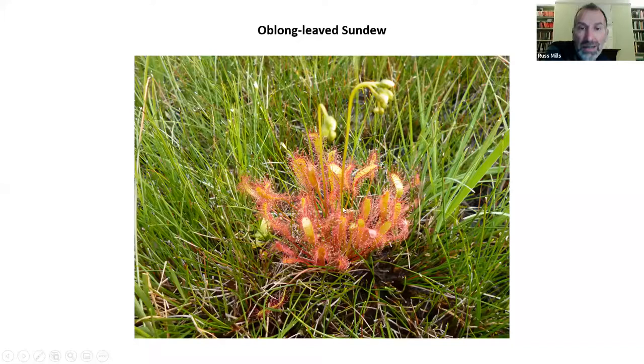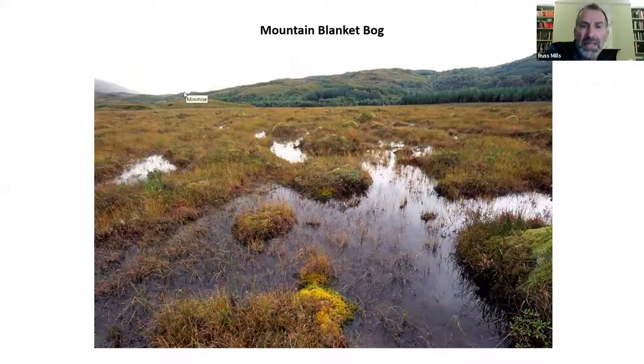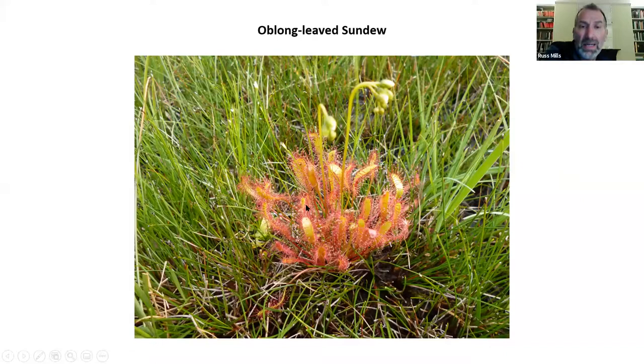And on the end of each of the hairs, there's a little drop of dew. And again, the insects are attracted to this dew. This sugary substance helps them, hence the name. And then when the insect lands on the plant, it can't escape. And in this case, the leaf gradually curls up around the insect. It rolls up around the insect. And again, it releases enzymes and then digests the insect in its own time. So again, supplementing its diet.